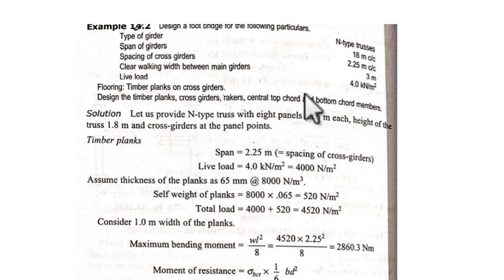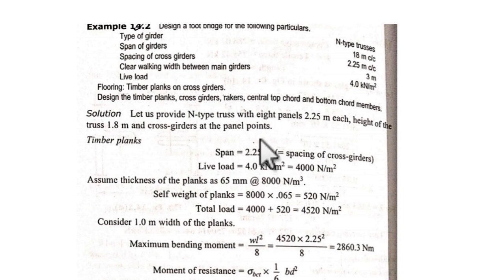Now the span of the girder is 18 meter and you are having cross girders at a spacing of 2.25 meters center to center. If you divide 18 by 2.25 you will have 8. That means you will have 8 panels. This N-type truss girder is provided with 8 panels, each having a height of 1.8 meter. The height of the truss is 1.8 meter and the cross girders are placed at the panel points at a spacing of 2.25 meter.